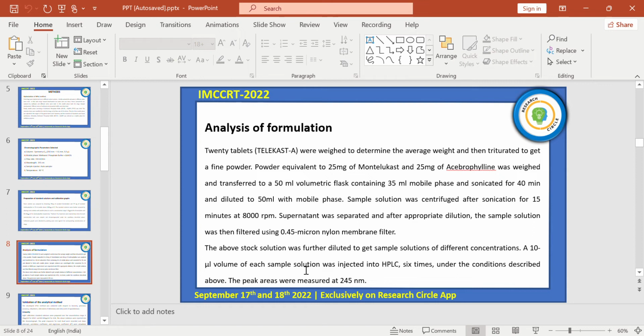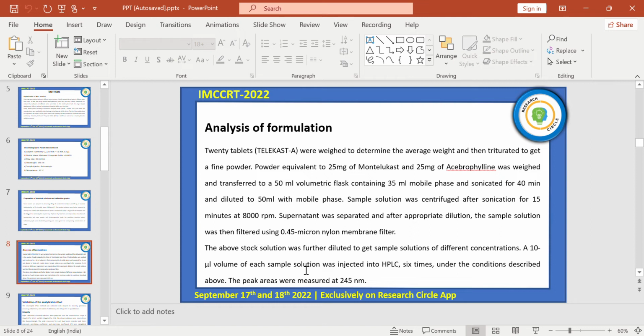Now this solution was sonicated for 40 minutes and then further diluted to 50 ml with the mobile phase. This sample solution was then centrifuged after sonication for 15 minutes. After centrifugation, the supernatant was separated, and after appropriate dilution, the sample solution was then filtered using a 0.45 micron nylon membrane filter.